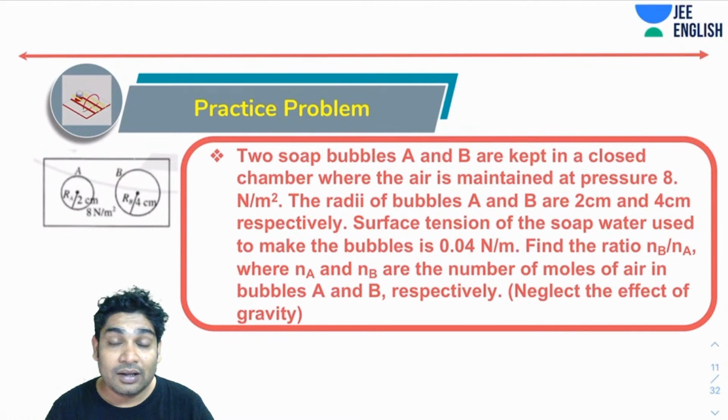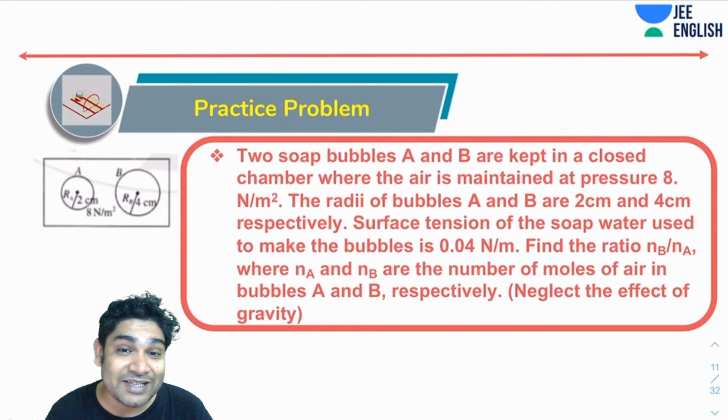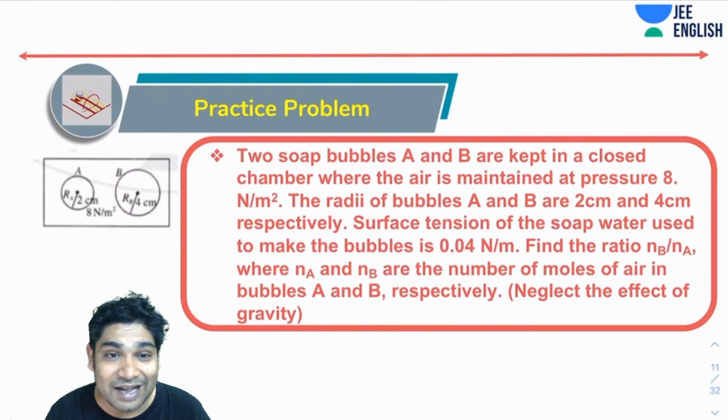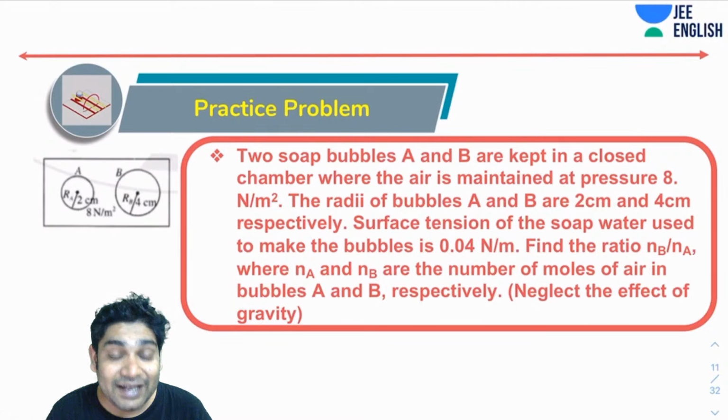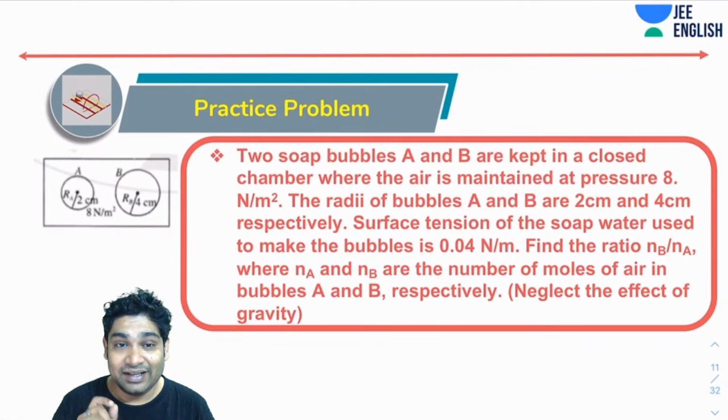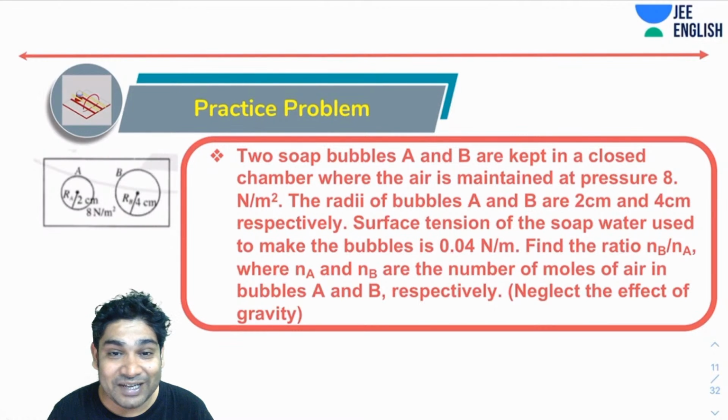All right, so why don't we discuss this question that we have? Here you've been told that two soap bubbles A and B are kept in a closed chamber where the air is maintained at a pressure of 8 Newton per meter square. The radii of the two bubbles A and B are 2 centimeter and 4 centimeter respectively, which have been shown to you in the figure. The surface tension of the soap water used for making these bubbles is 0.04 Newton per meter. You have to find the ratio Na to Nb, where Na and Nb are the number of moles of air in the bubbles A and B respectively. You can neglect all effects of gravity.